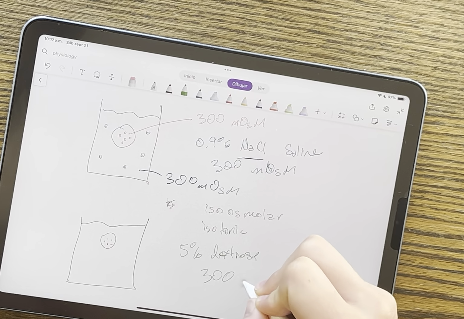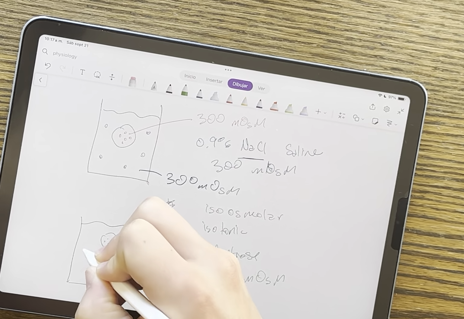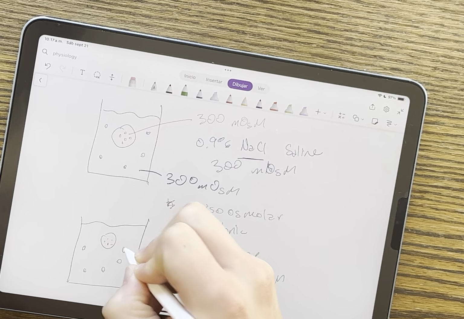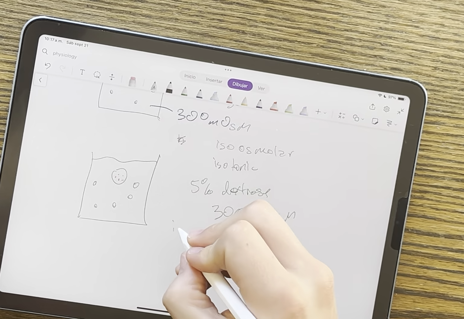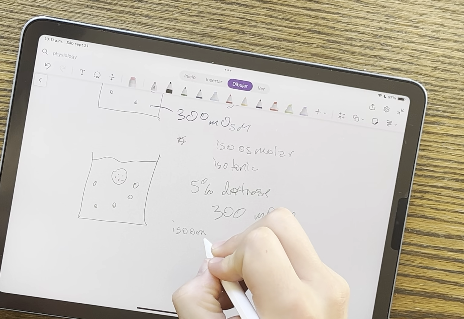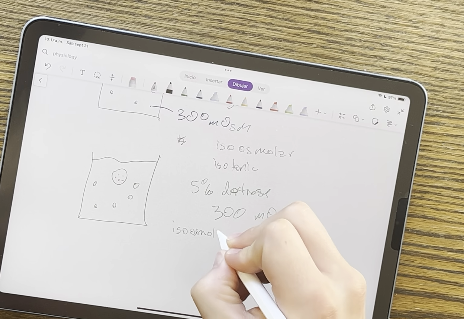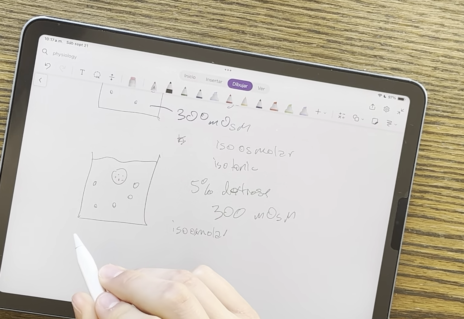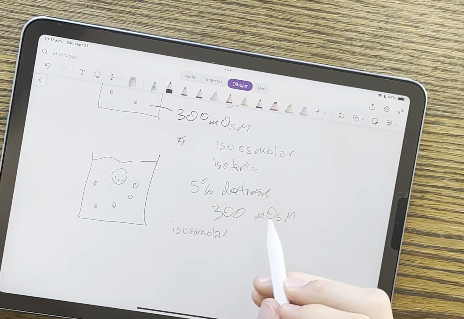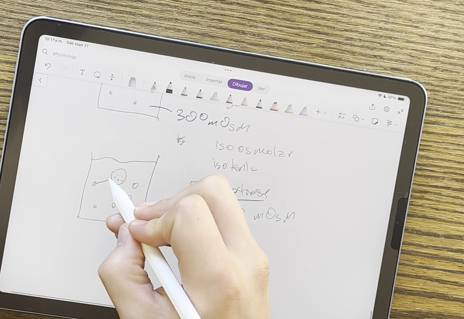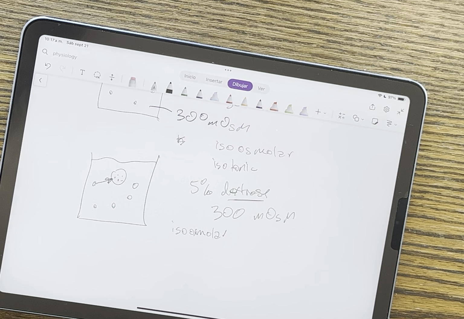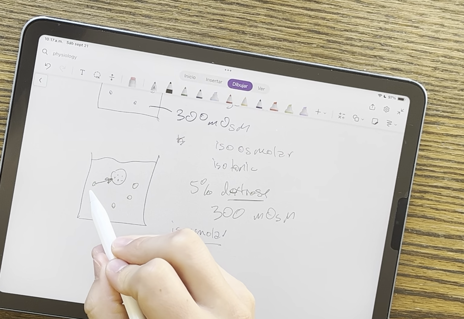5% dextrose also is 300 milliosmolar, right? So when we start, 1, 2, 3, 4, 5, we look at them and we say, oh, they're isoosmolar again. They have the same amount of particles, the same amount of solute. But dextrose, unlike salt, is permeable. So that's why permeability is super important to osmosis, because it can change the tonicity, right? Isoosmolar, but dextrose is going to pass through.